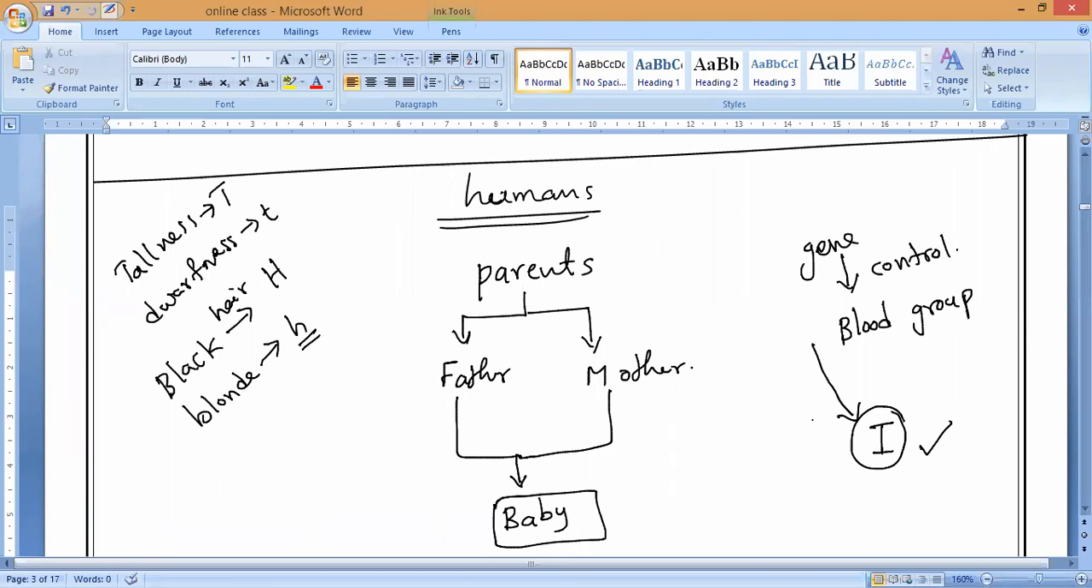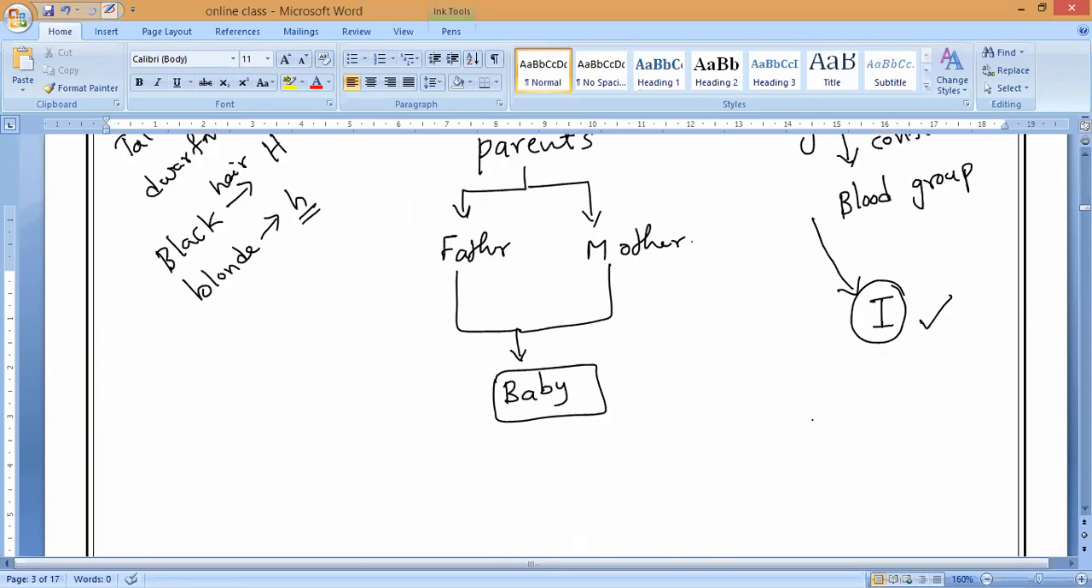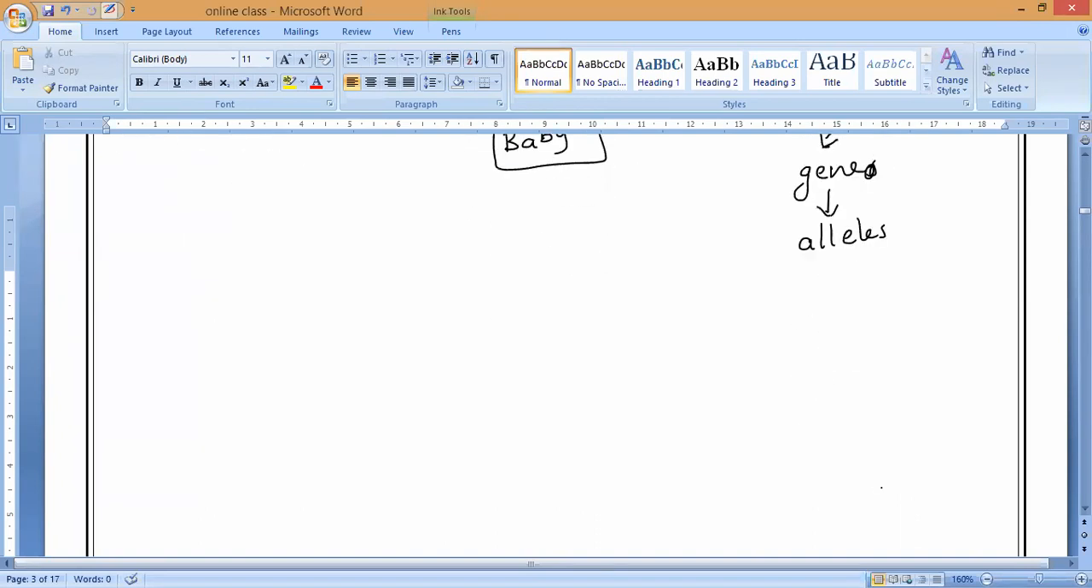Now, this gene has three different forms. That is what we call alleles. So these are I power A, I power B and I power O. Please all of you note it.